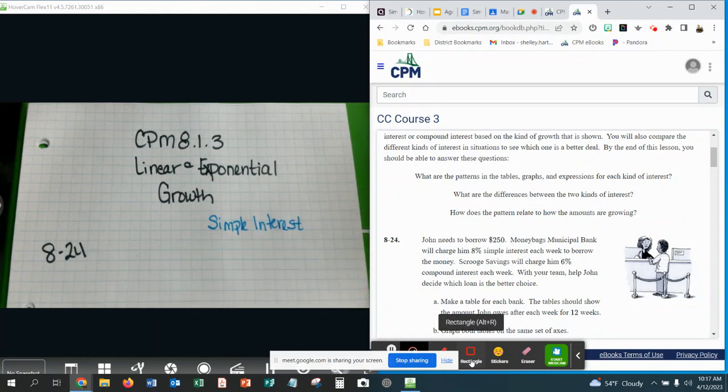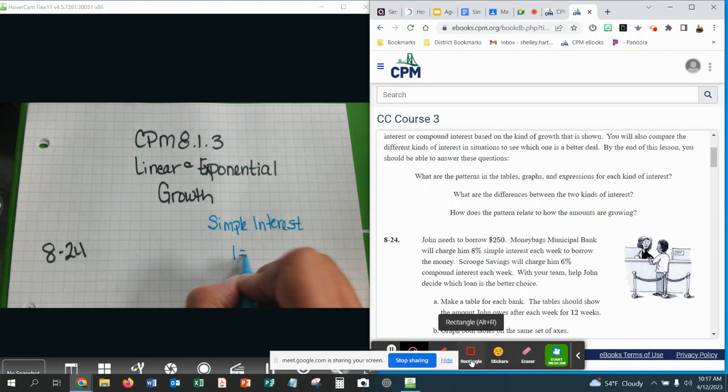Miss Gonzalez, hi, good morning. What is the simple interest formula? Okay, and simple interest is going to be interest equals principal times rate times time.